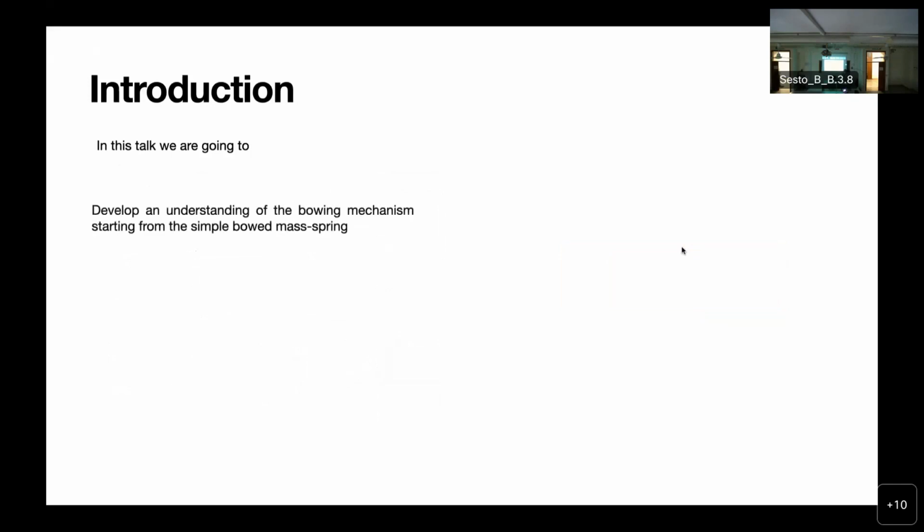So today we're going to talk about the bowing mechanism, but we're going to start from a very simple system, which is the mass spring, so the harmonic oscillator. So we're going to bow a harmonic oscillator, and we're going to try to figure out things from this very simple system.